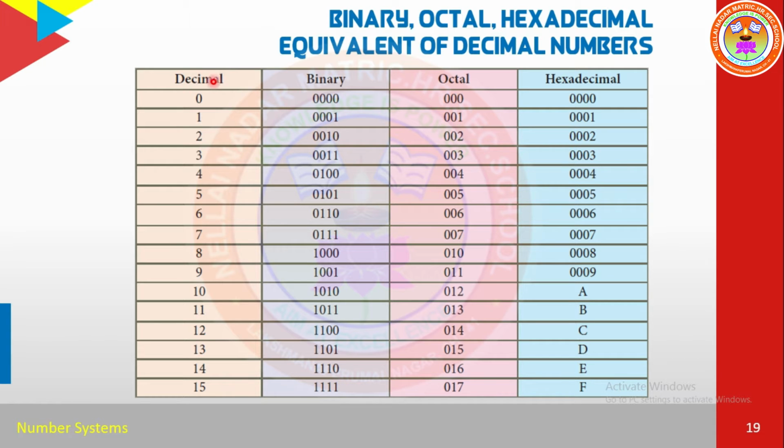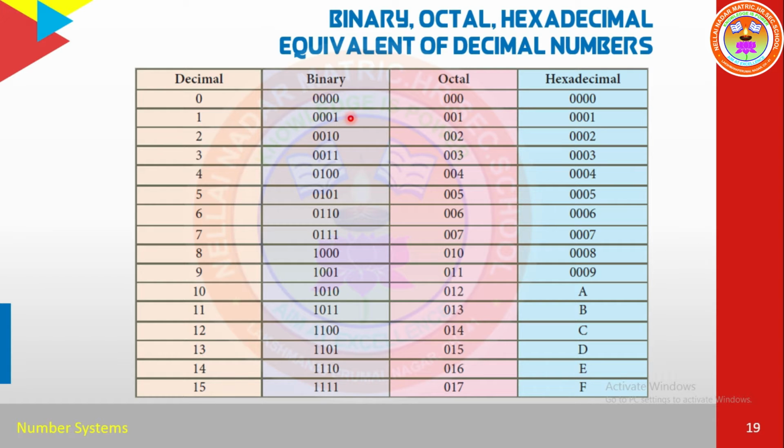If the number is 0 in decimal, you have to write the binary as 0000. For octal you write 000, and for hexadecimal again 0000. The next one, the number is 1, so you have to write 0001. The decimal value 1 means you write the same value in binary, 0001.